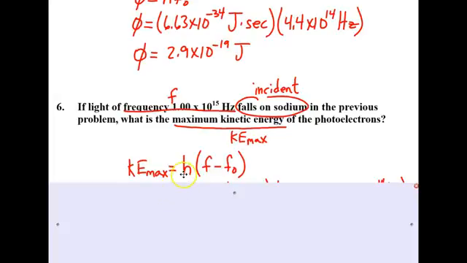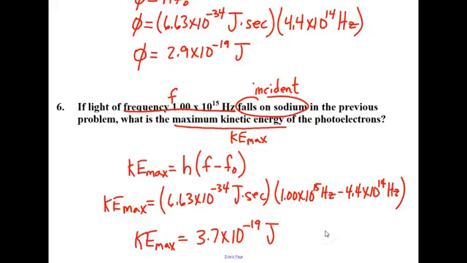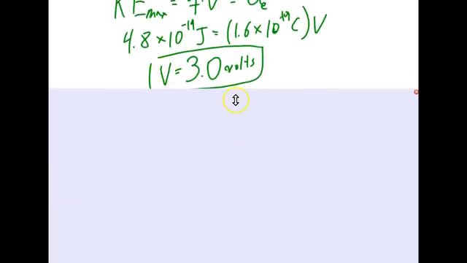KE max equals h times the quantity f minus f0. This derivation was discussed in your video lesson for maximum kinetic energy. So subbing in, again, we've got our joule-second form here. There's your incident frequency. There's your threshold frequency. Do the math, and you should have 3.7 times 10 to the negative 19 joules of maximum kinetic energy. Lastly, number 7.